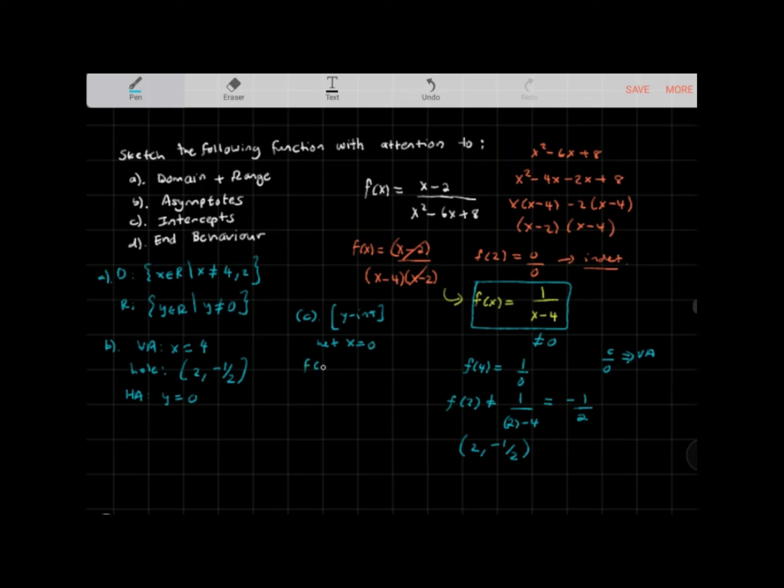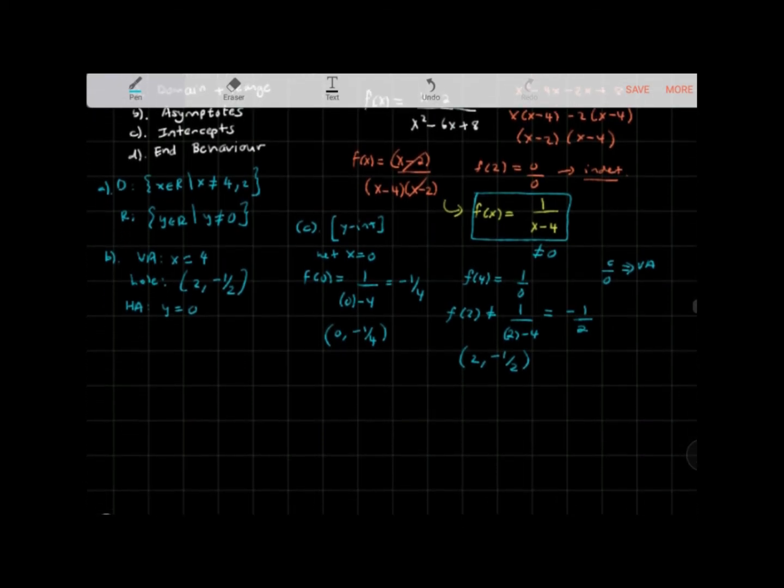So I'm going to let x equal 0. f of 0 here is equal to 1 over 0 minus 4, which is negative 1/4. So you get negative 1/4. The point here is 0 and negative 1/4. Okay, so that's the y-intercept.